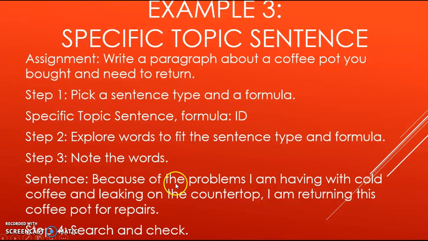So our dependent clause is because of the problems I'm having with cold coffee and leaking on the countertop, and it states that I is the noun and am having is the verb. The rest is the details of what's going on. And then we have a comma, and then we have the independent clause. I am returning this coffee pot for repairs. So again, I, and coffee pot obviously is something we're talking about too, and then our verb is I'm returning. So that one looks good also.